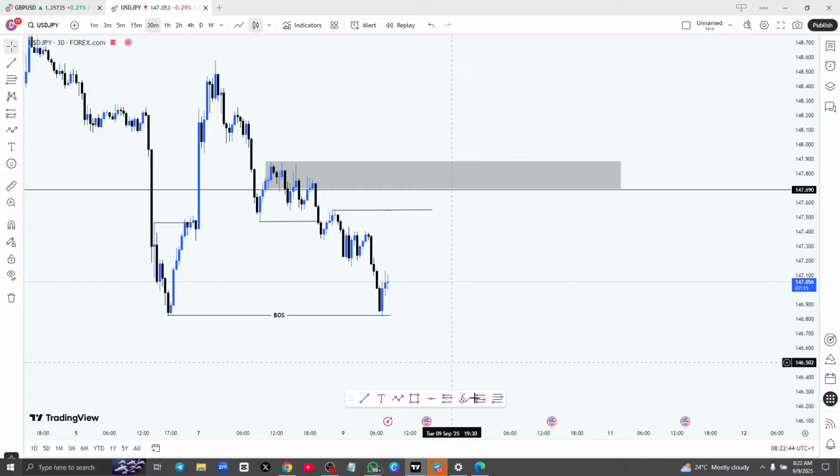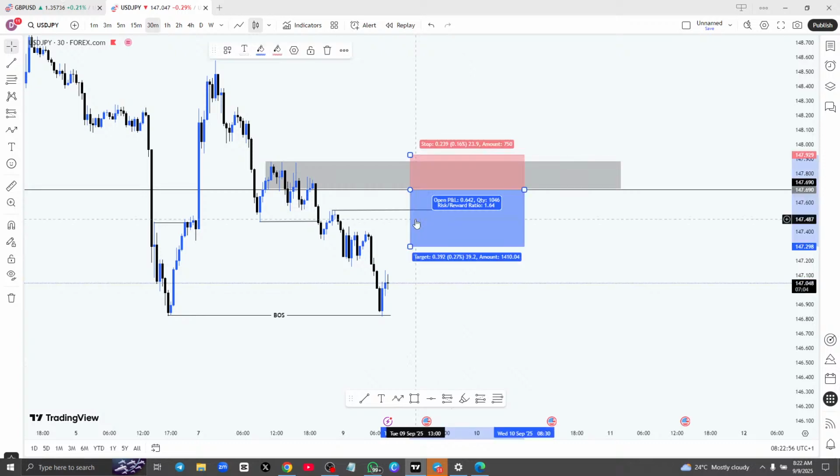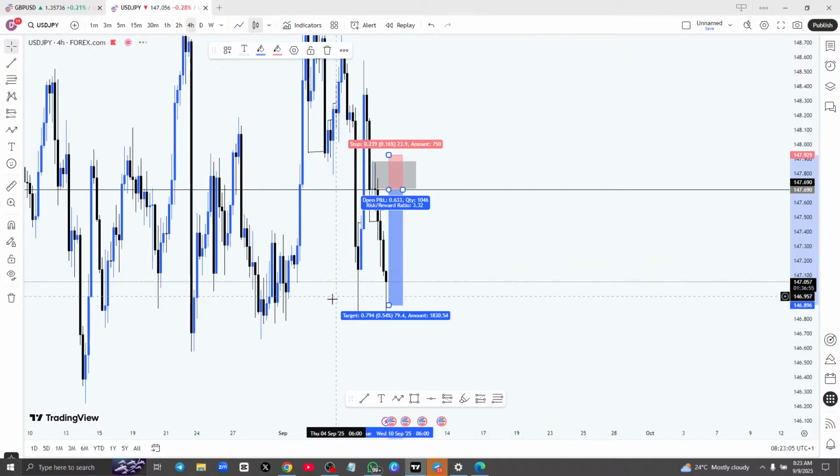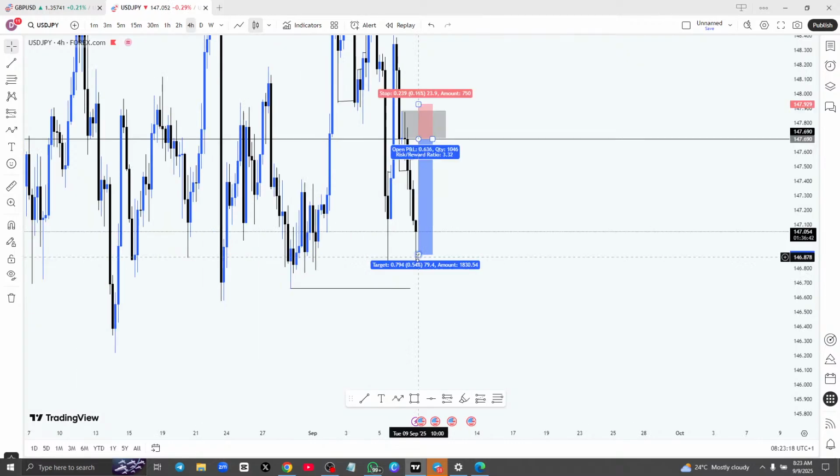So stop loss can be above it. Our take profit can be at where we expect the price to get to. And let's check out where the nearest liquidity the price needs to take out. It's gonna be this very low, obviously. Right, this is a low we expect price to now take out. So our target can be at that very low, pretty much our 1:4.